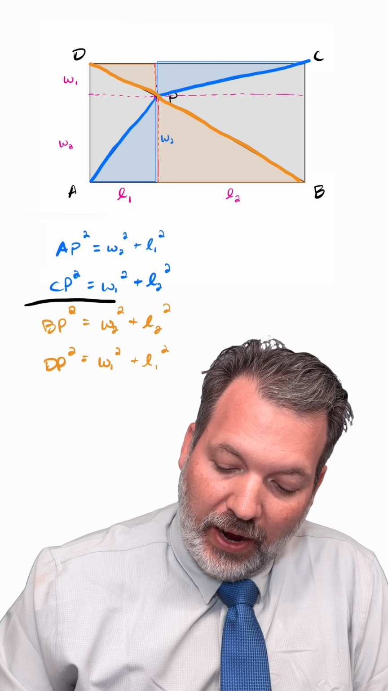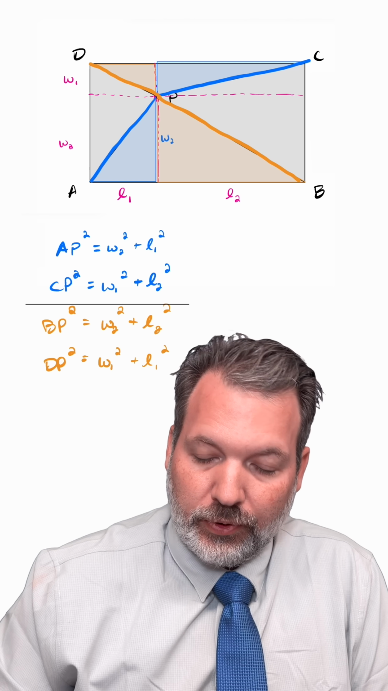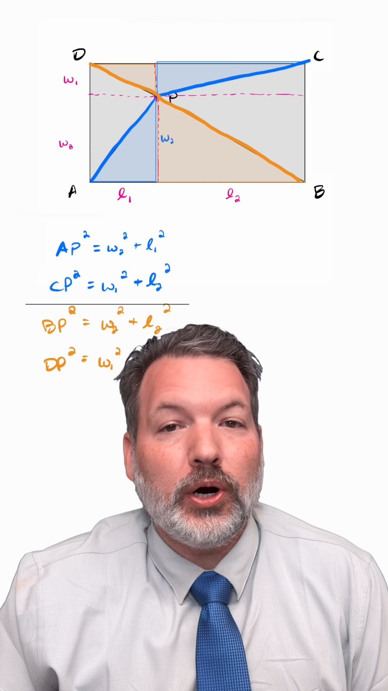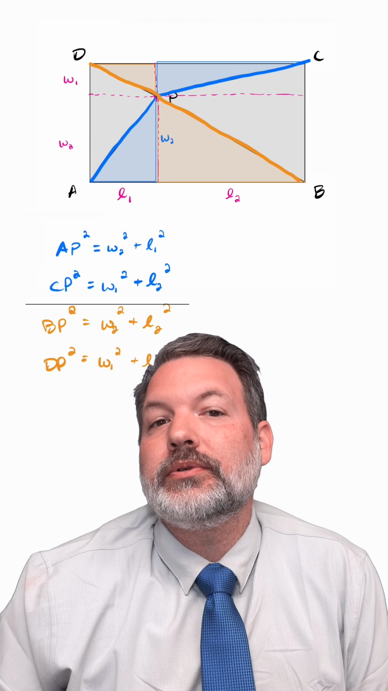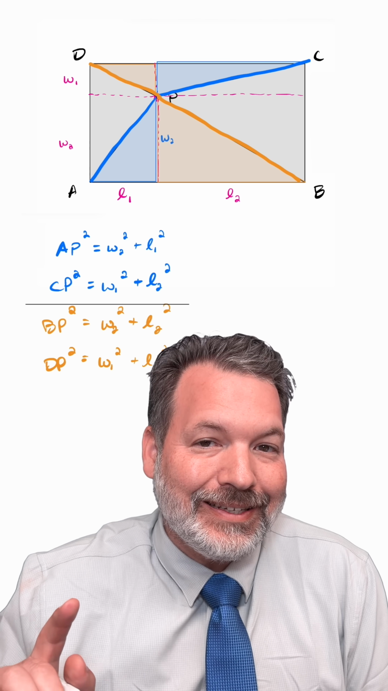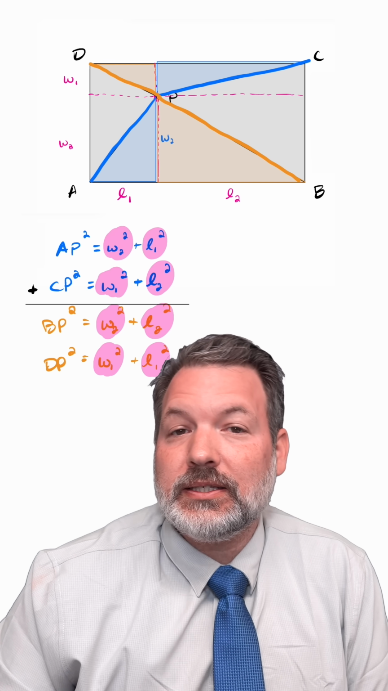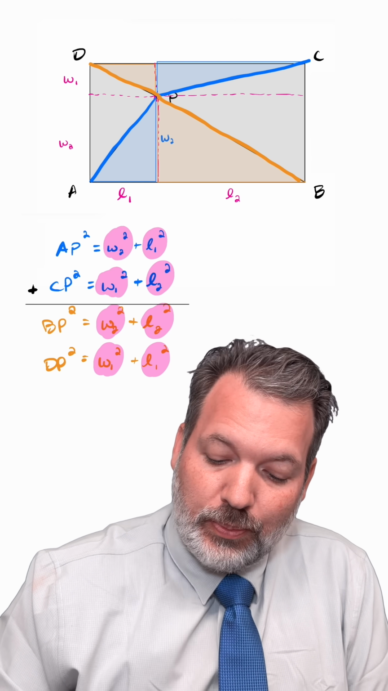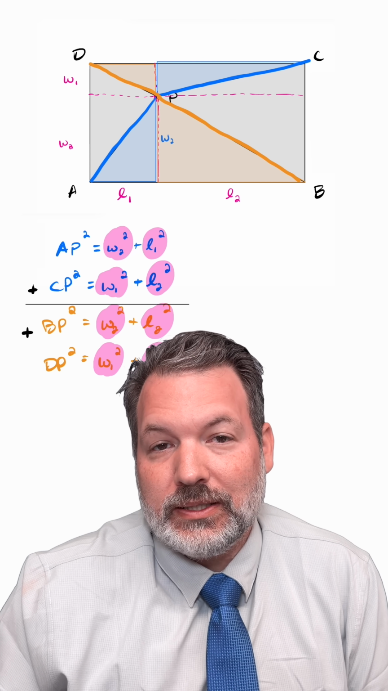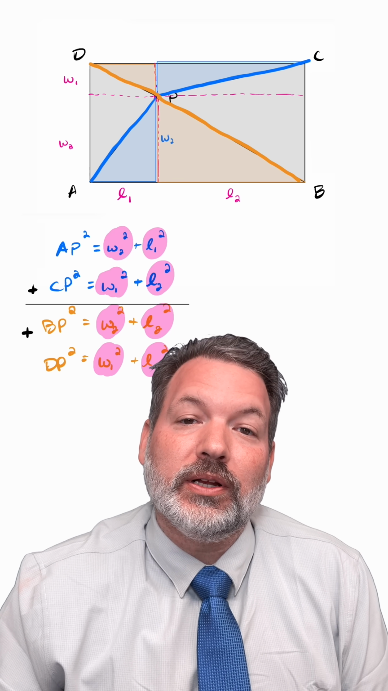If we compare across these four different quantities, though, we'll notice something interesting. Each one of those partial lengths, W1, W2, L1, and L2, all have their squares represented exactly once on either side of this line. This is telling us that the sum of AP squared plus CP squared is the same as the sum for BP squared plus DP squared. This is the British Flag Theorem.